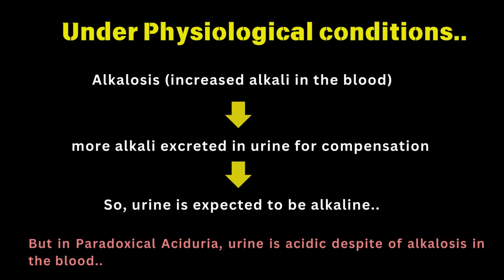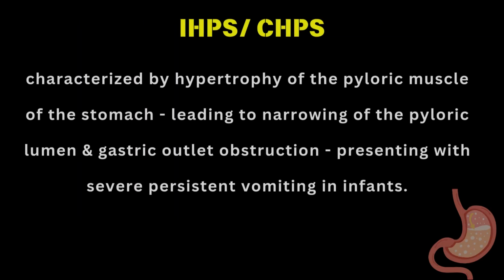Now, what altered mechanisms will cause this? Let's understand. Idiopathic hypertrophic pyloric stenosis is a condition characterized by hypertrophy of the pyloric muscle of the stomach, leading to narrowing of the pyloric lumen and gastric outlet obstruction. This presents with severe persisting vomiting in infants, especially after each feed.